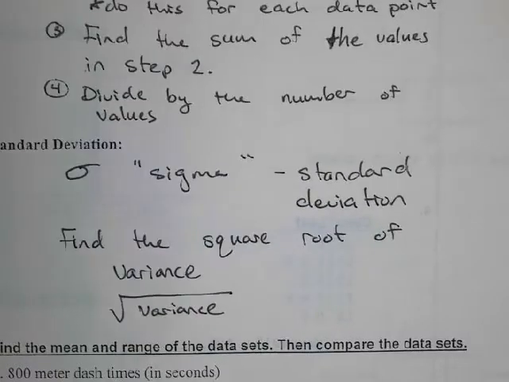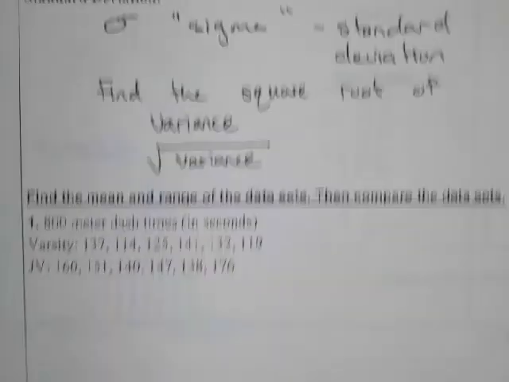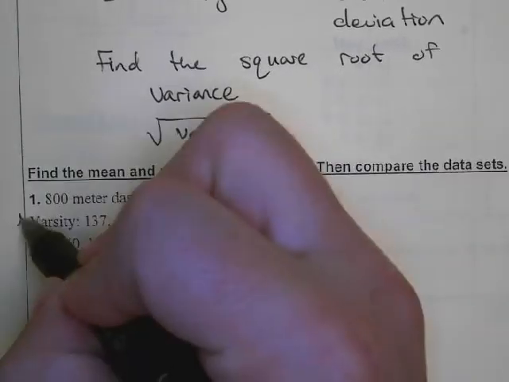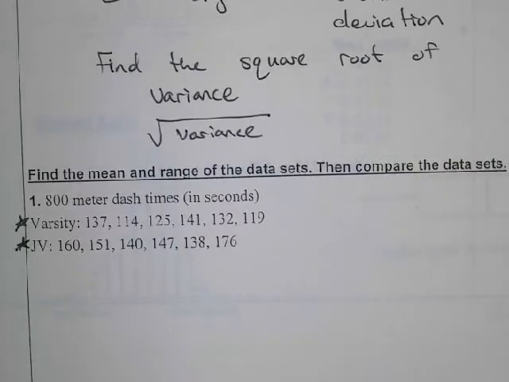So now let's look at a couple of examples. On this first example, we're just going to find the mean and the range of each set of data. So we have two sets of data. We have our varsity team and our junior varsity team after they've done the 800-meter dash.